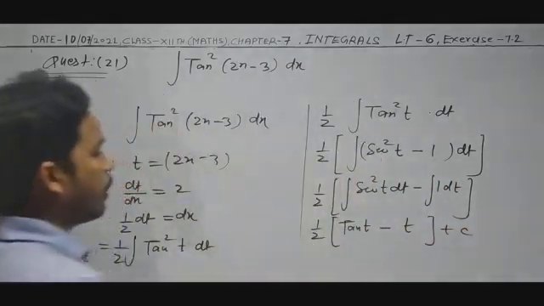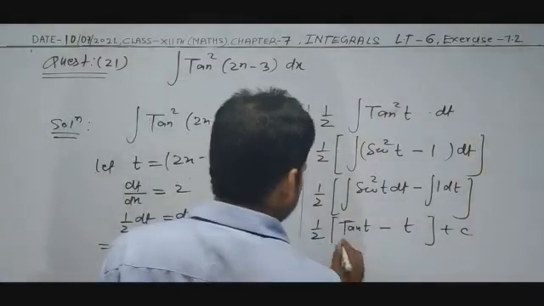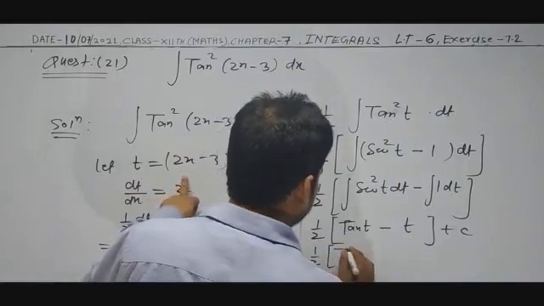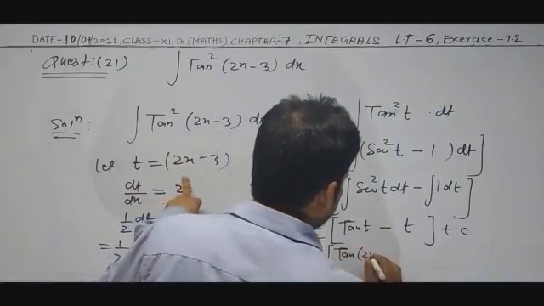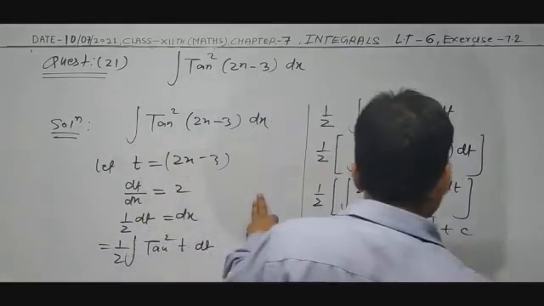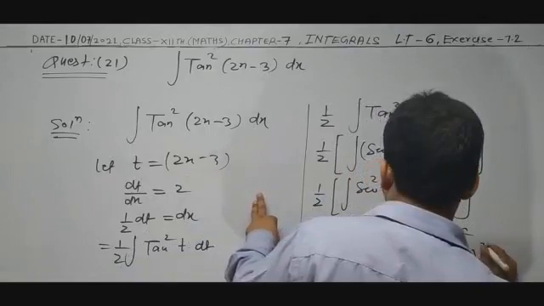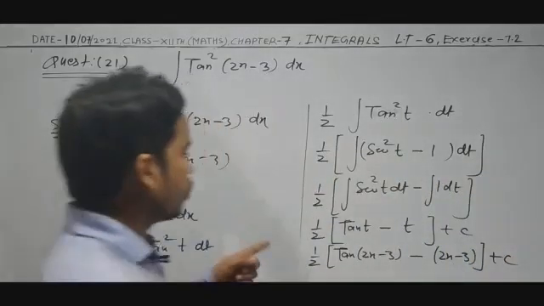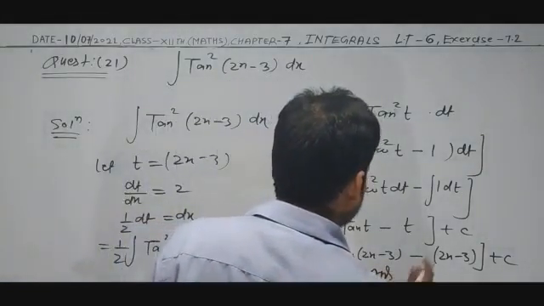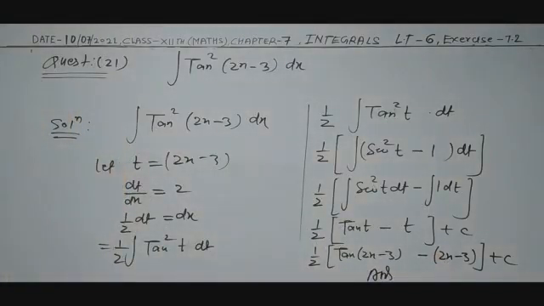Now put the value of t, and the t value is 2x minus 3. So 1 by 2 times tan of (2x minus 3) minus (2x minus 3), and next plus c. So this will be the answer.